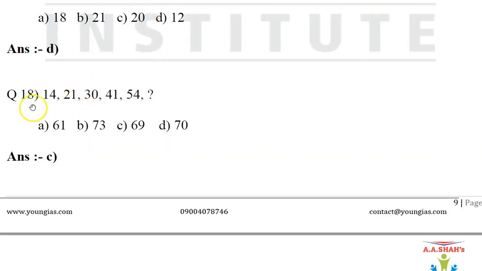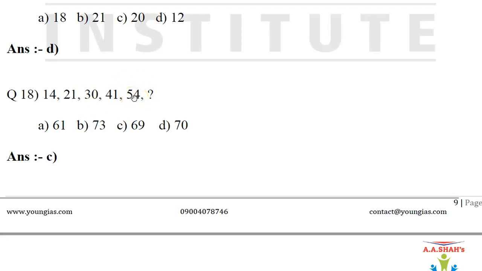The 18th question now. You have 14, 21, 30, 41, 54, dash. Now if you observe here, 14 and 21: 14 plus 7, the answer is 21. 21 and 30: 21 plus 9, the answer is 30. Now 30 and 41: 30 plus 11 is 41. Now 41 and 54: 41 plus 13 is 54.